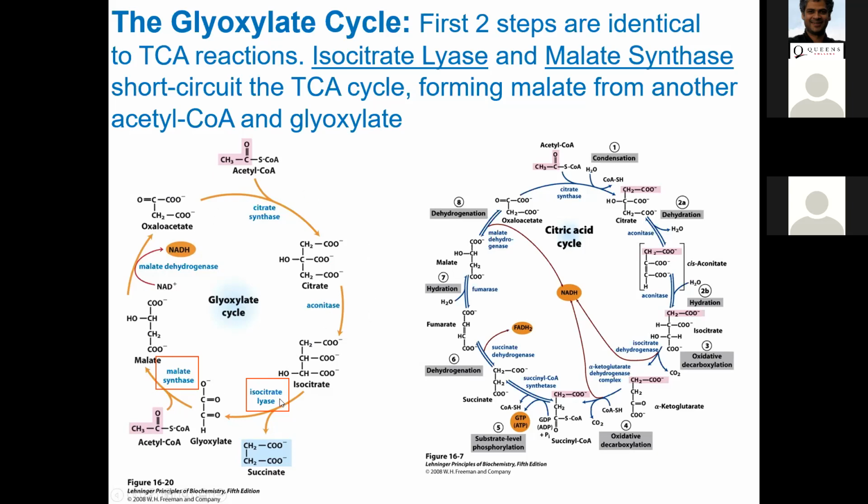So isocitrate lyase and malate synthase short circuit the citric acid cycle, forming malate from another molecule of acetyl coenzyme A and glyoxylate. That's why I have put those 2 enzymes in a red box, short circuiting enzymes. So how many reactions are there? 1, 2, 3, 4, 5.